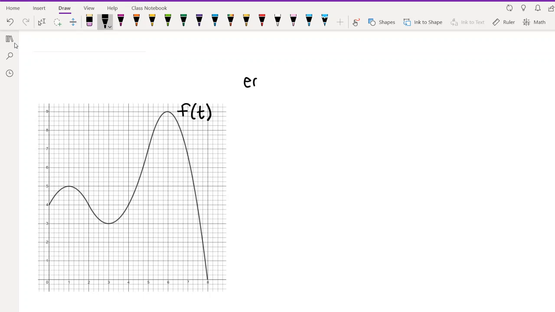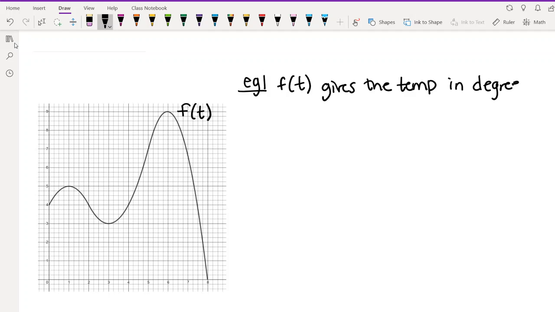So let's say that f of t gives the temperature in degrees Celsius, just to make these numbers seem a little bit more reasonable. And let's say, I think in the last example I said t hours after 10 a.m. This time let's say t hours after noon, just to make the calculations a little easier.